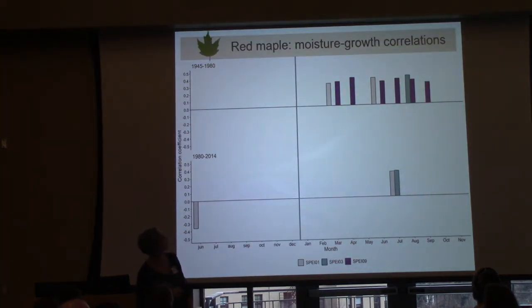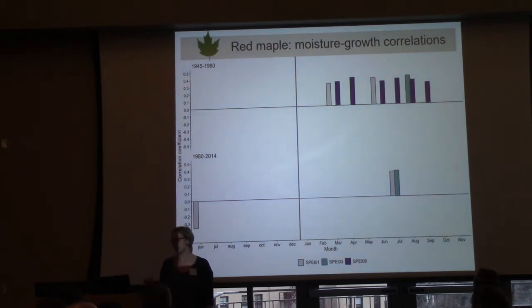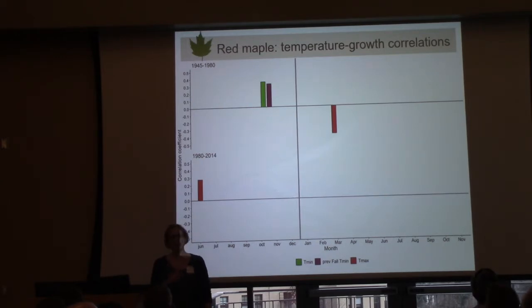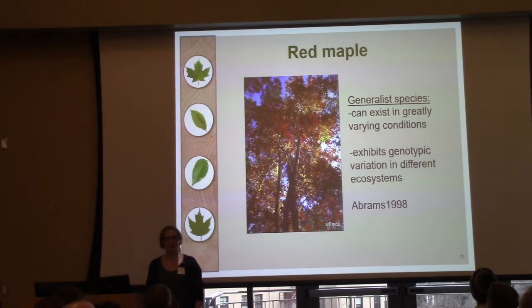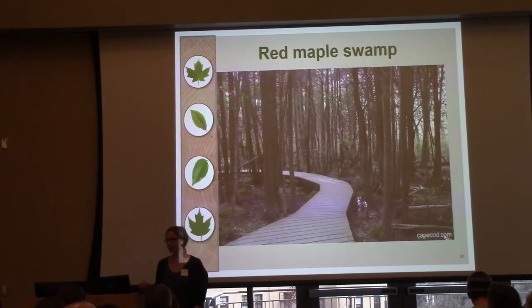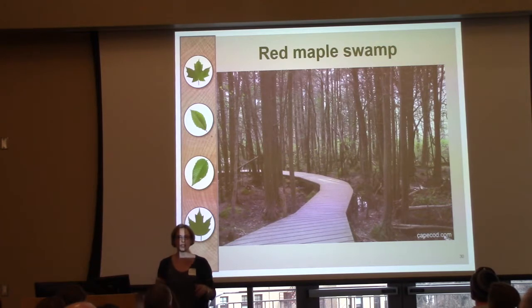Then our last species, red maple, again, we see a decrease in moisture variables from between the first and second half of the chronologies, and very few temperature correlations in general, even fewer in the second half. So one reason why this may be is red maple is a generalist species. It can exist in lots of different conditions and shows genotypic variation in different ecosystems. So it exists on dry ridges and swamps and can exist on varying soil textures and pH. So it's possible that climate is just not very limiting to the species in this area.